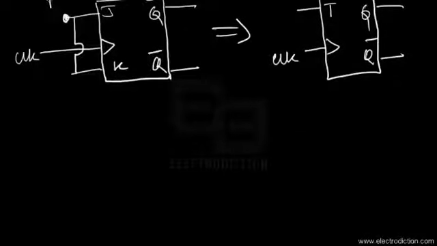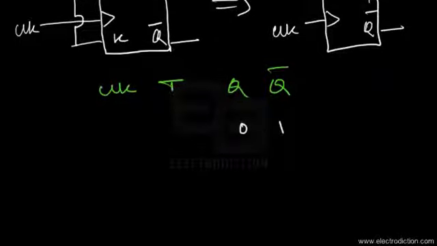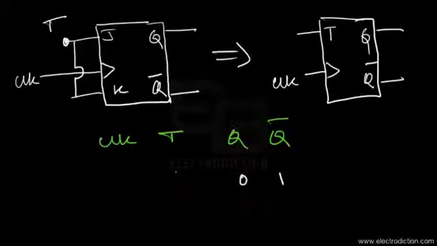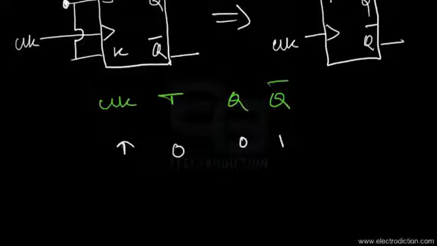Now if we quickly move on to its truth table, we'll have the following heads. Here's the clock, the T, the Q, and the Q bar outputs. Let's assume the flip-flop output is at the state 0 and 1. Then upon the application of a logic 0 signal at T, even in the presence of the clock input, the outputs would not change at all. So here also the outputs would remain just the same.